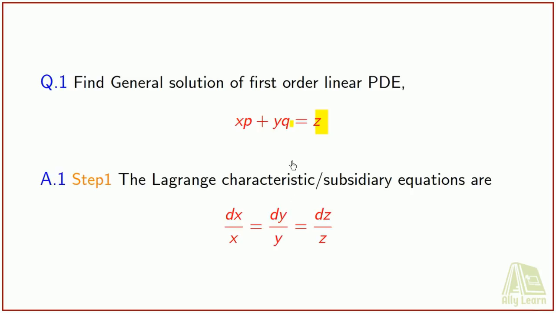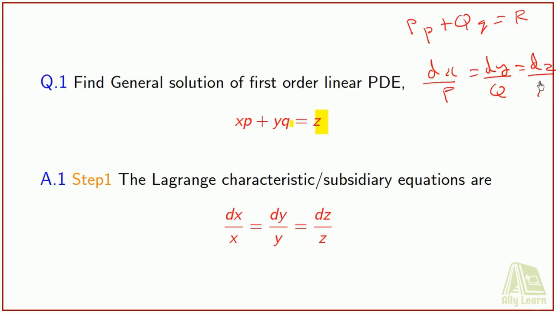Again I repeat that if my quasi-linear PDE is given in this form, Pp plus Qq equals R, then the Lagrange subsidiary equations are dx over capital P equals dy over capital Q equals dz over capital R. Capital P is the coefficient of the partial derivative with respect to x, capital Q is the coefficient of the partial derivative with respect to y, and R is the term on the right hand side.